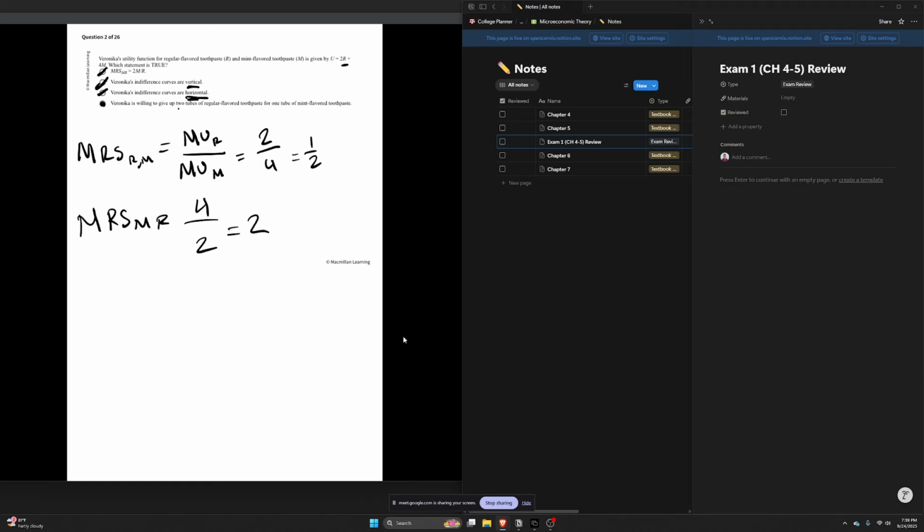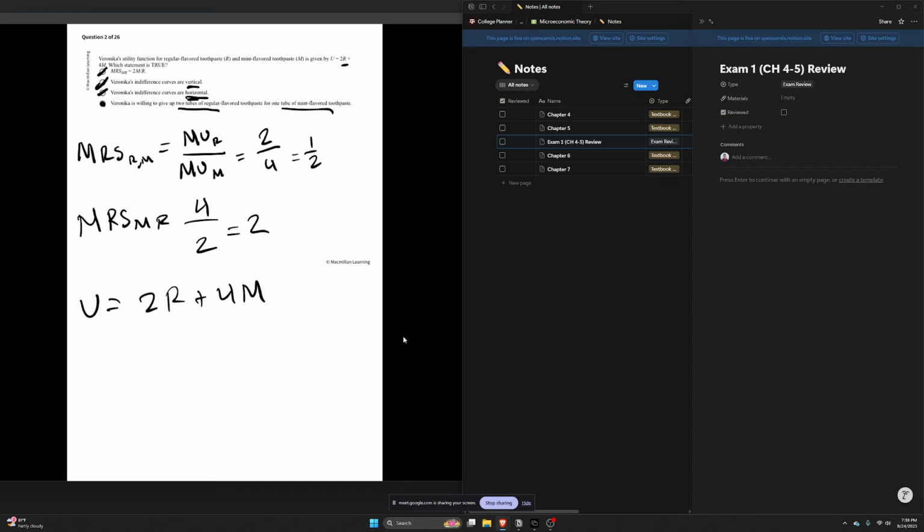She's willing to give up 2 tubes of regular flavored toothpaste for 1 tube of mint flavored toothpaste. So utility is given by 2R plus 4M, right? So this is the amount, this is like how valuable each one of these things are.